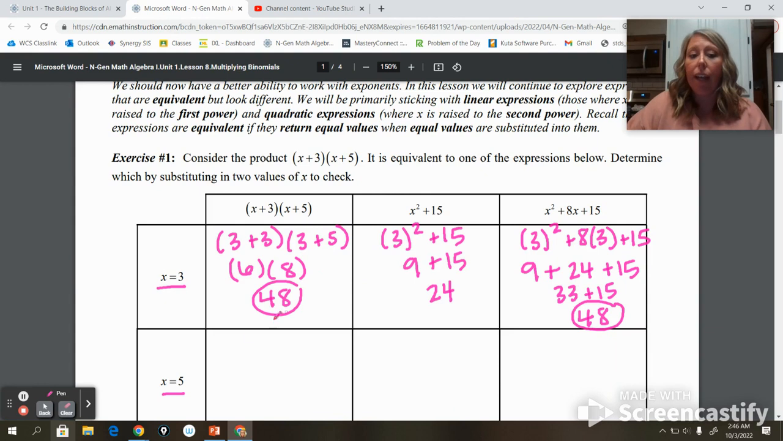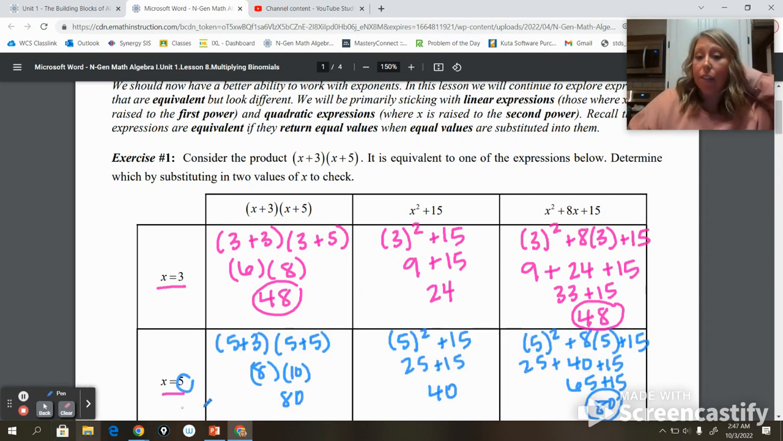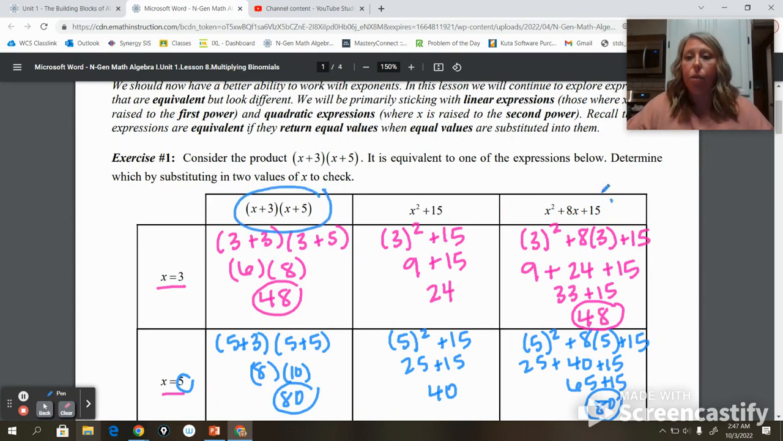Pause the video now, and do the same process on the bottom row with x equals 5 and see if you come up with two more equivalent expressions. All right, after you've worked those out, you should see that you get 80 here and 80 here. So in both examples, the first expression is equivalent to the last expression, and the middle expression is not equivalent to either of those.